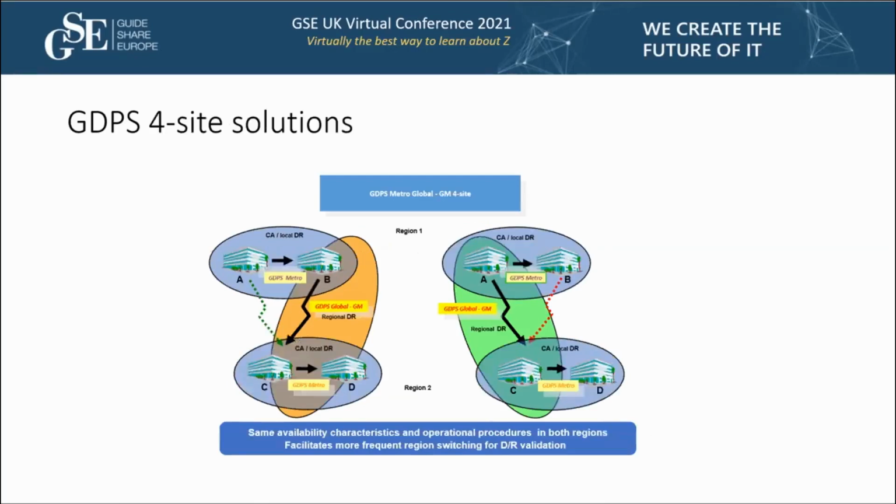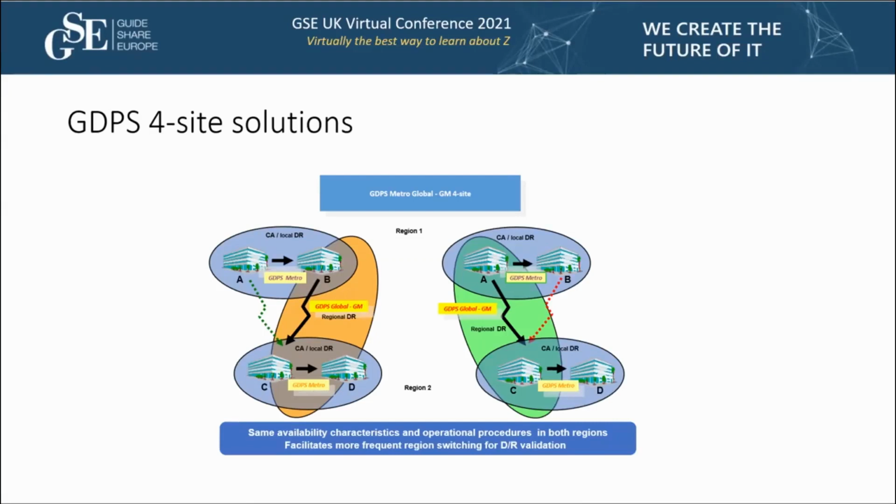So now we are going to talk about the four-site solution. So we just saw that GDPS multi-site supports 3 sites, where we had 2 sites on the production region and 1 disaster recovery site outside of the region. But we now have the same capacity and the same level of availability on both regions with the GDPS 4-site solution. On region 1, we have 2 sites, A and B. A is synchronously mirrored to B. Then there is global mirror replication going on from region 1 to region 2, once again, either cascaded from B or multi-target from A.